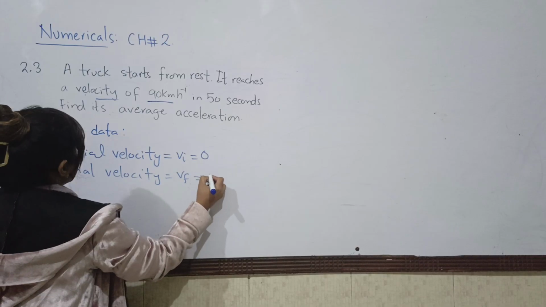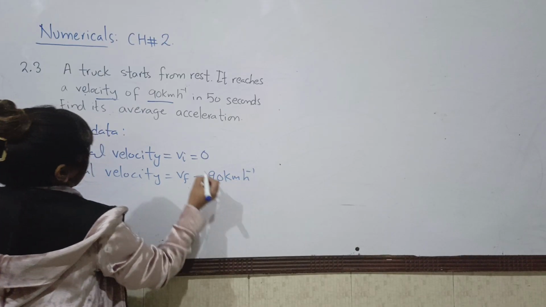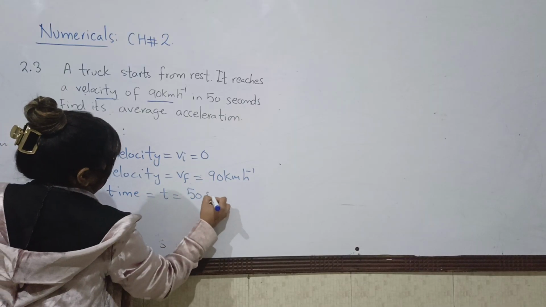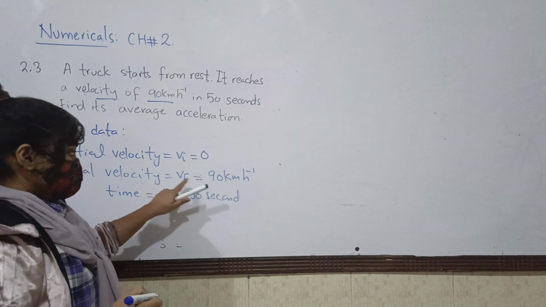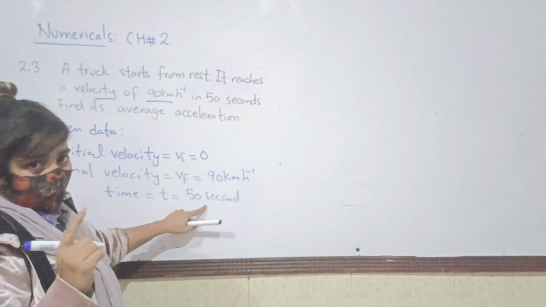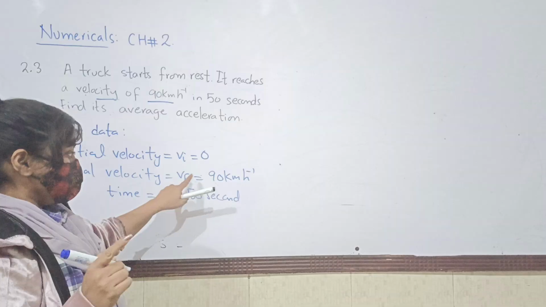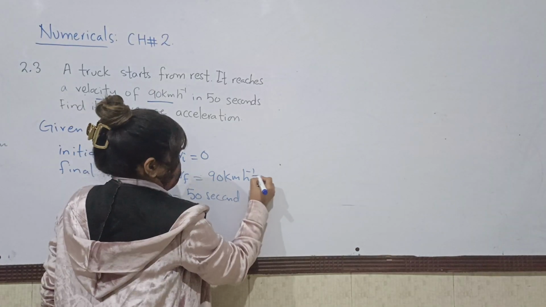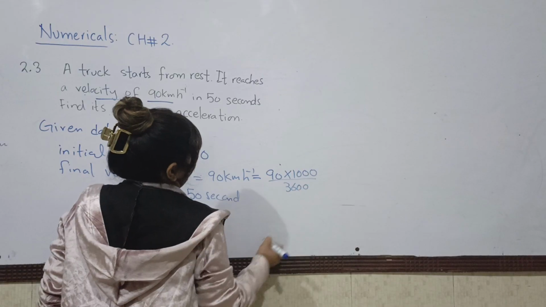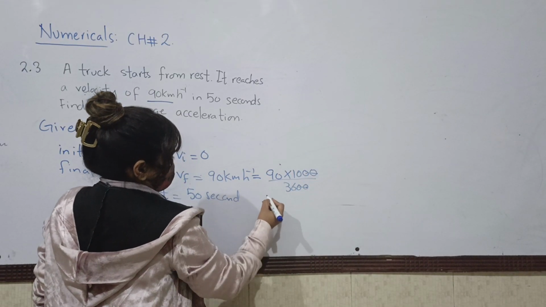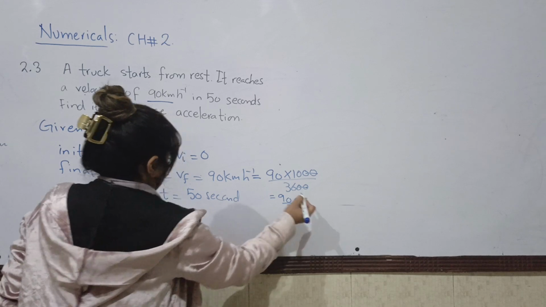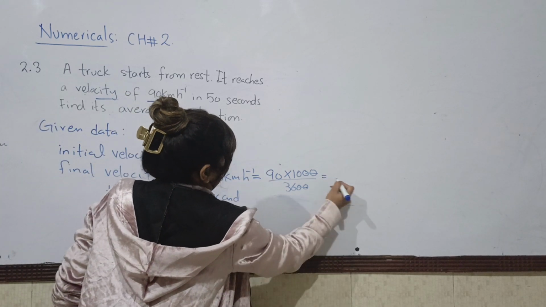We represent it with Vf, and that is 90 km per hour in 50 seconds. Time is given, 50 seconds. Now look, in this velocity is given in km per hour. So we have to convert it into SI unit because time is given in SI unit. So we have to convert this velocity into meter per second. For it, we have to multiply with 1000 and divide by 3600. 0 will cut, but now this is 900 over 36. So after using the calculator, we will write over here.